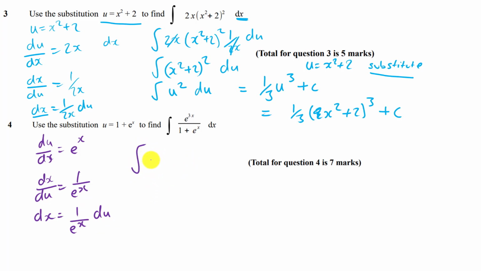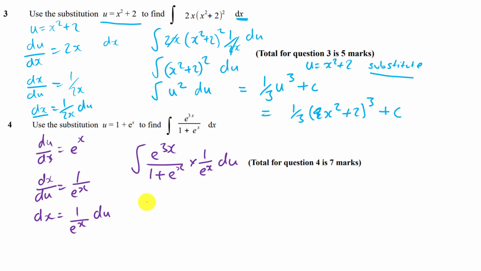So we're going to get, all the steps, e to the 3x over 1 plus e to the x times 1 over e to the x du, and you got up to there, yes? Yeah. Okay. That is really good. Right, excellent.